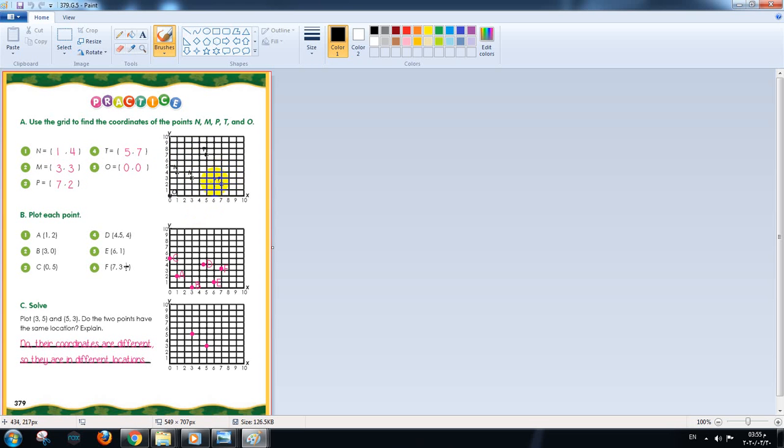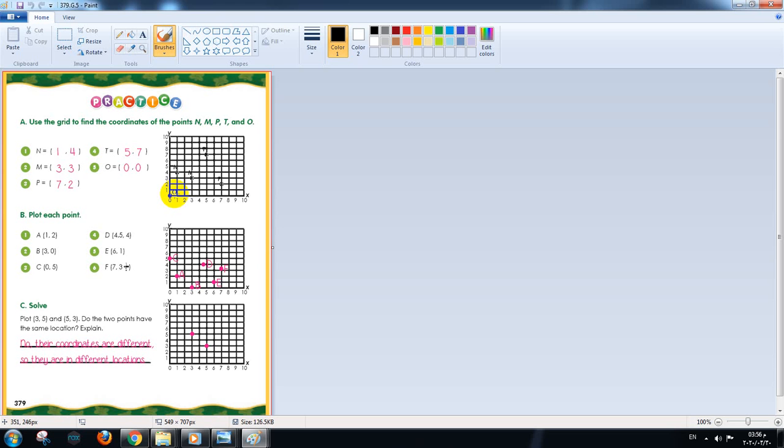Number 3, the point B. B is here, not here. This is the point B, close to 7 on the x-axis and 2 on the y-axis. The coordinates of the point B will be 7 and 2. What about number 4? The point T is close to 5 on the x-axis and 7 on the y-axis. The coordinates of it will be 5 and 7. The last point will be O. It's called the origin point, which is 0 and 0.